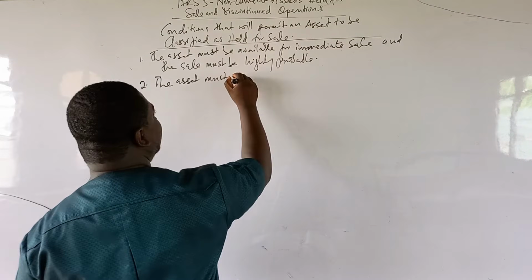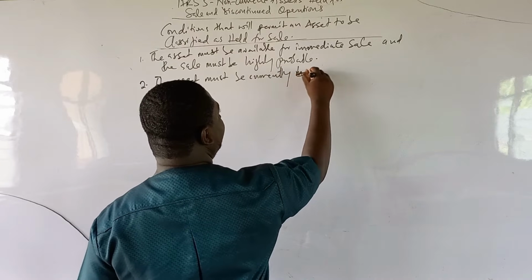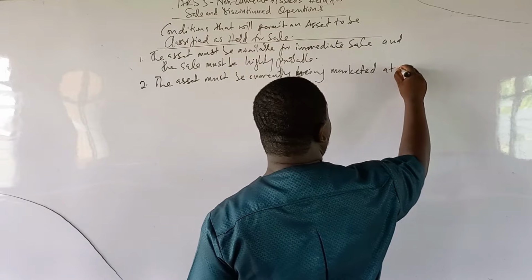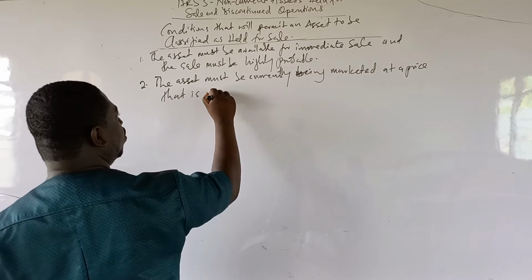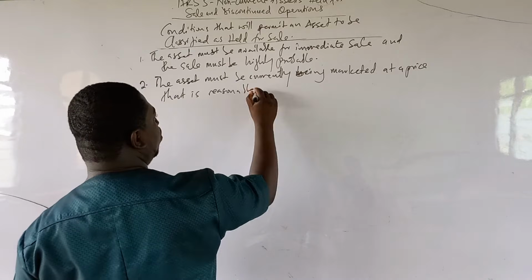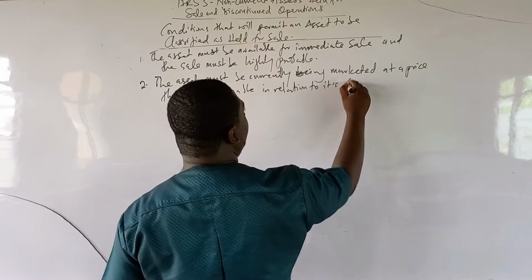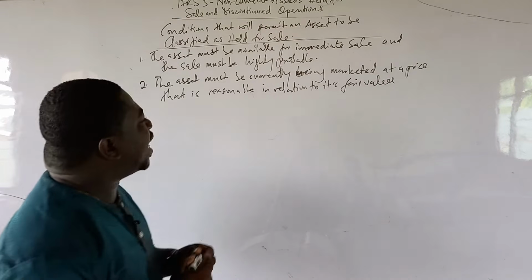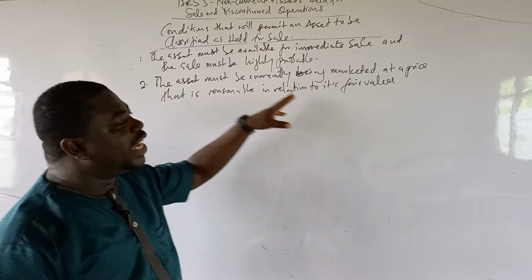So the asset must be currently being marketed at a price that is reasonable in relation to its fair value. Now, let me explain this point to you as well. The asset must currently be marketed at a price that is reasonable in relation to its fair value.